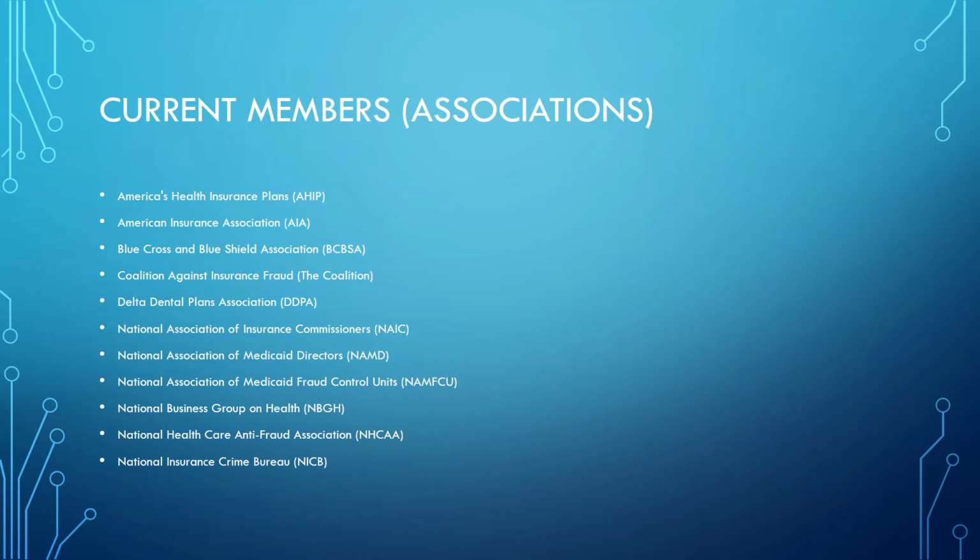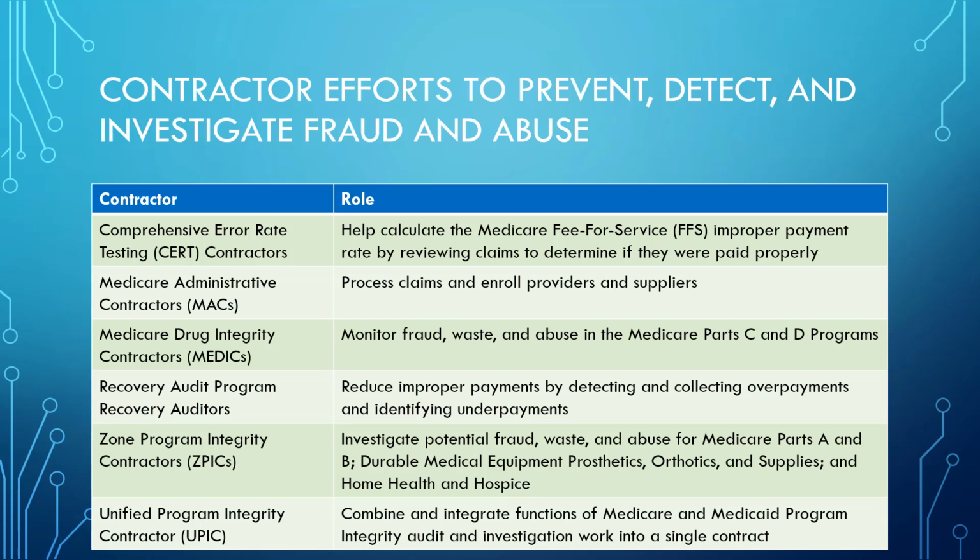A number of associations that work to combat fraud are also involved, and you can see that the American Health Insurance Plans are, which covers many other health insurance carriers that are not directly involved. Various associations, Coalition Against Fraud, National Association of Medicare Fraud Control Units. Lots of people are watching what we're doing, and they're monitoring what we're doing.